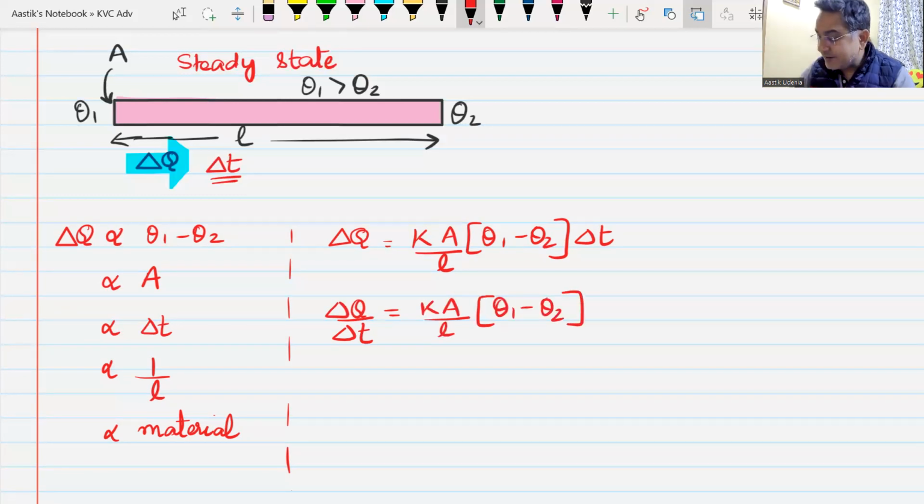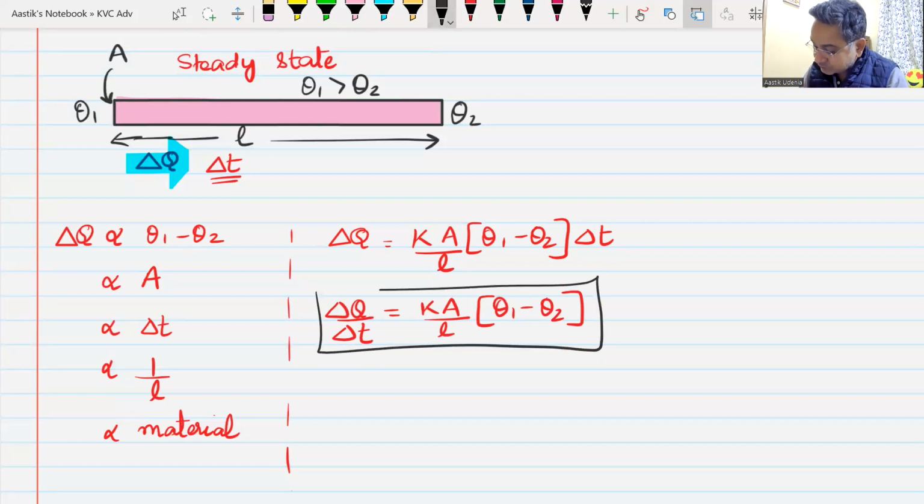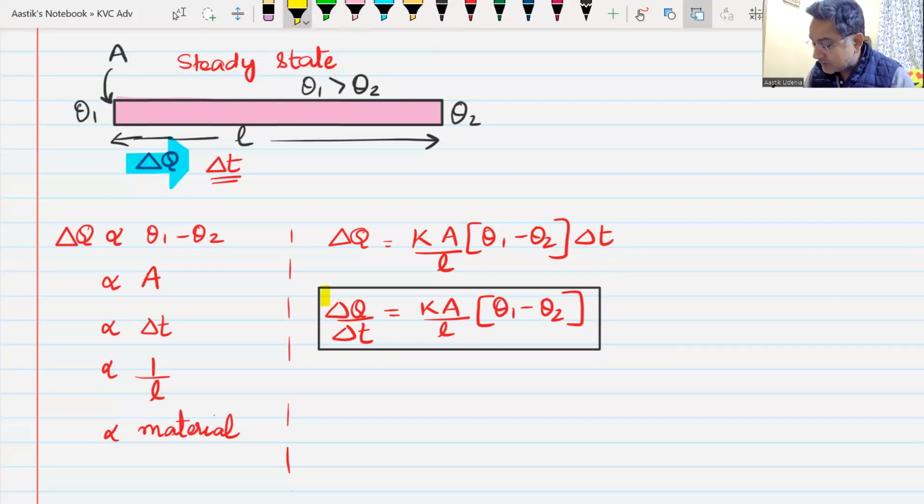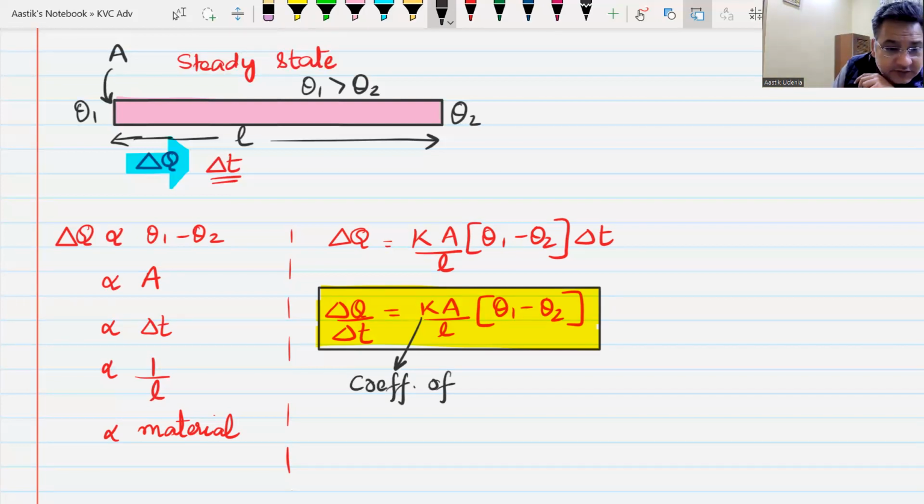This K, my dear friends, is a constant. And this constant depends on the type of material that you have. If it is a good conductor of heat, the value of K will be very high. If it is a bad conductor of heat, the value of K will be very less. Do you know what this K is known as? This K is known as coefficient of thermal conductivity. Do we understand this? Yes.